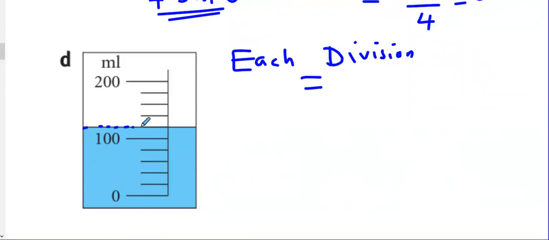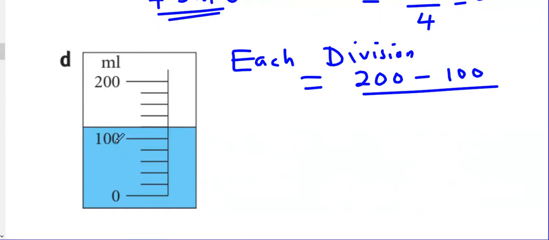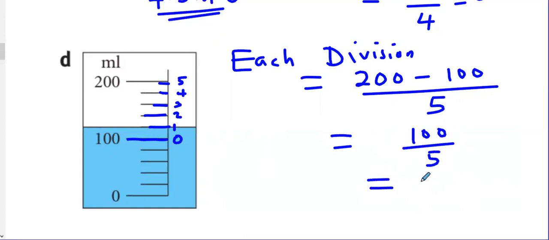As you can see, this water level is between 200 and 100. So subtract 200 minus 100. The answer you get, you must divide by how many lines there are from 100 to 200. This 100 is counted as 0, then 1, 2, 3, 4, 5. Meaning from 100 to 200, there are 5 divisions. So 200 minus 100 is 100, divided by 5 is 20. Now, you know what it means? It means each line from 100 represents 20.